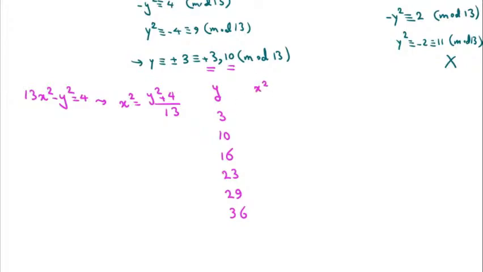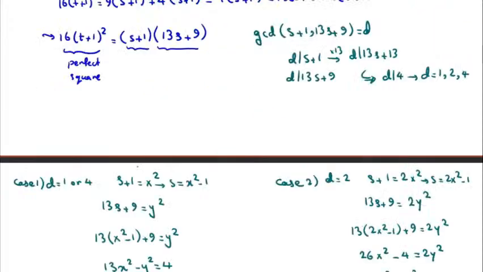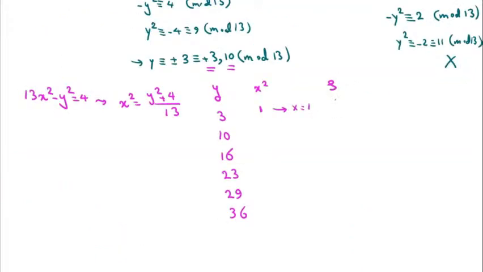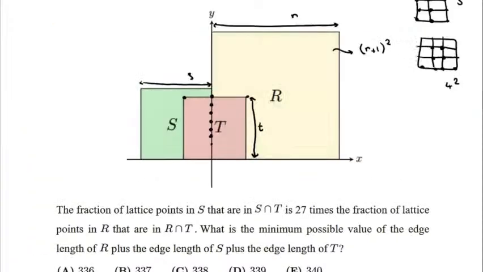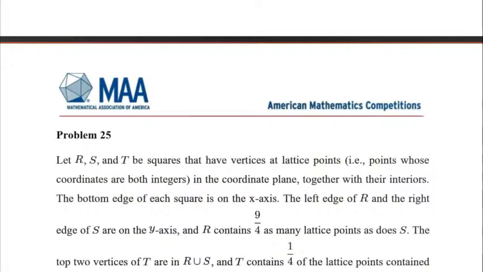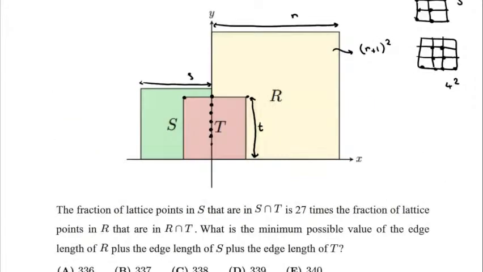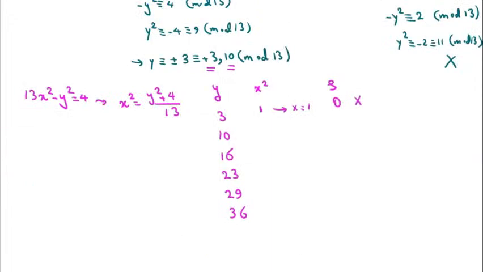Here, x squared will be 9 plus 4, 13 over 13, 1. So in this case, x is 1. What is s? s is x squared minus 1. So in this case, s will be 0, and it's not possible, because the problem says we have lattice points, these points s, t, on a constant inside, and we have this square, so the length is not 0.